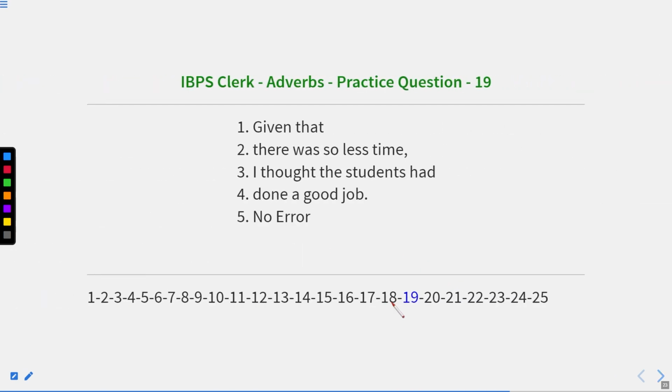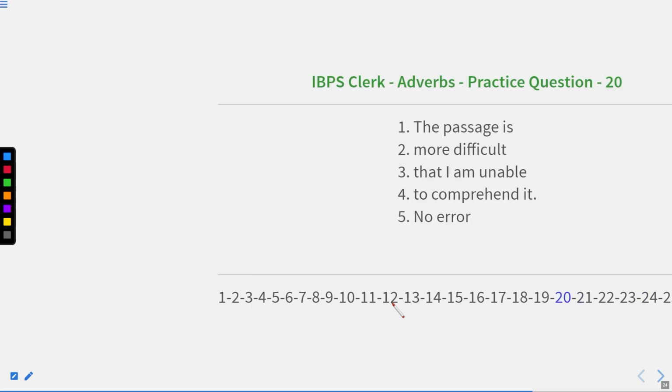Now let us move to the question number 19. Given that there was so less time, I thought the students had done a good job. So there was so less time, so the error is nothing and the sentence contains no error. So the answer is 5, there is no error. Now let us move to the next one, that is question number 20.